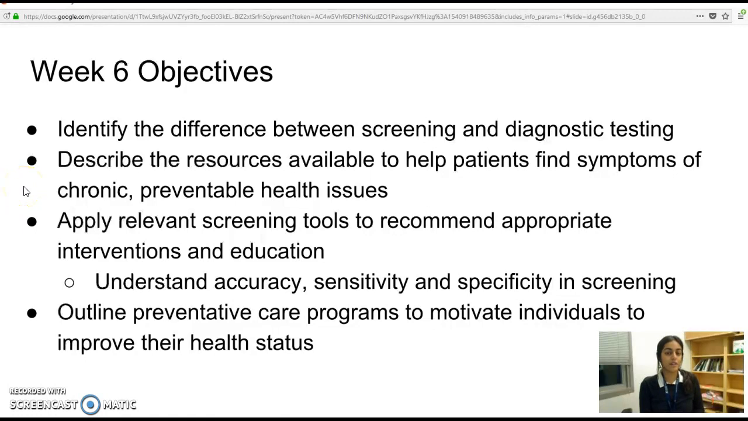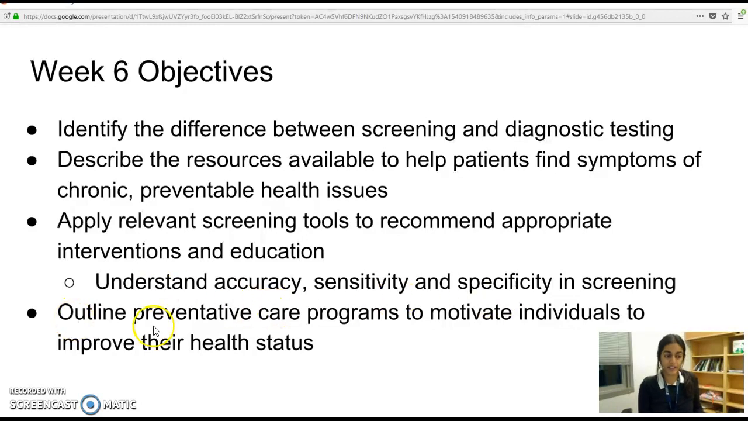help patients find symptoms of chronic preventable health issues, and we'll look at this through the ECD video from Path, so make sure you watch that video. And applying relevant screening tools to recommend appropriate interventions in education. We'll look at that through the Bartloo et al. article, just to understand how screening programs work and the accuracy, sensitivity, and specificity in a screening tool.